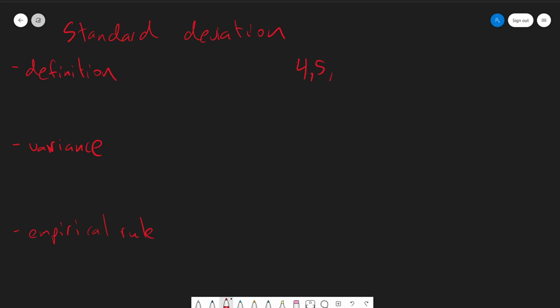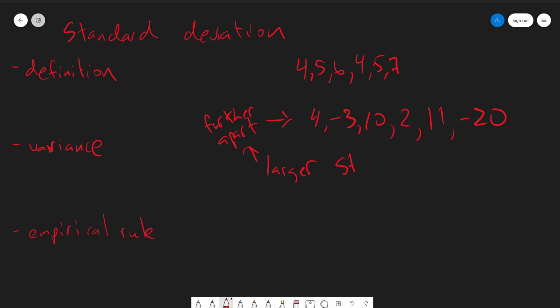So if I had a whole bunch of numbers that were really close, 4, 5, 7, versus a bunch of numbers that were much further apart, then this group is further apart. And what does that mean? That just means that it has a larger standard deviation.